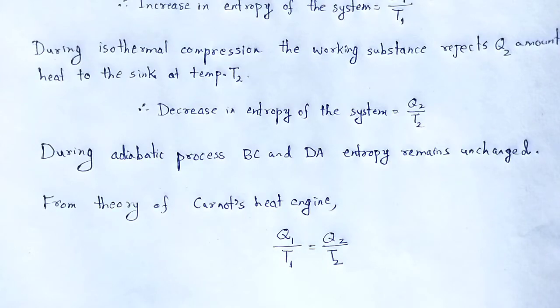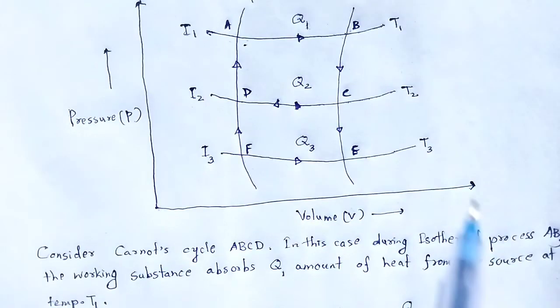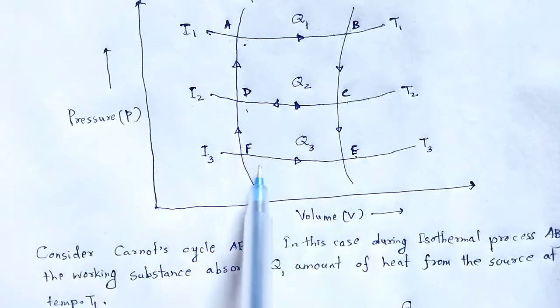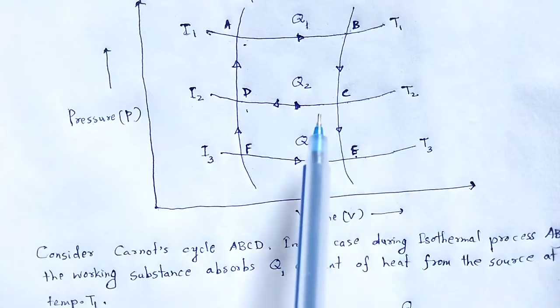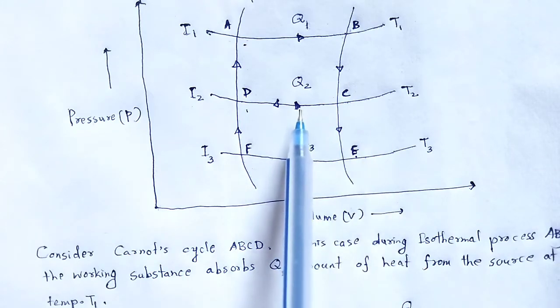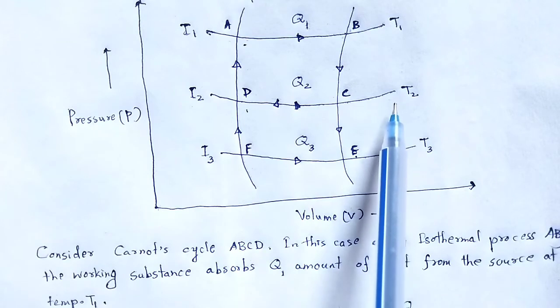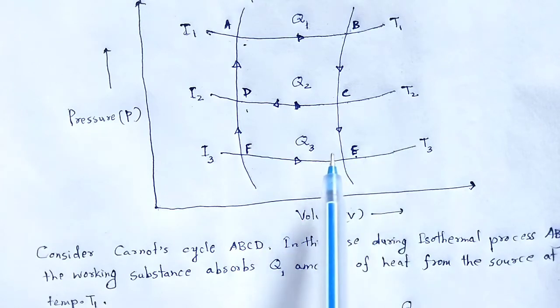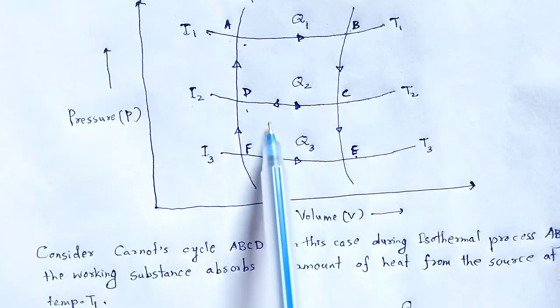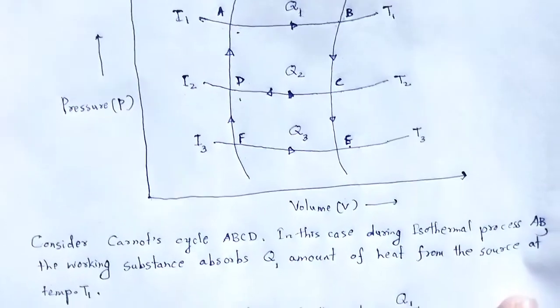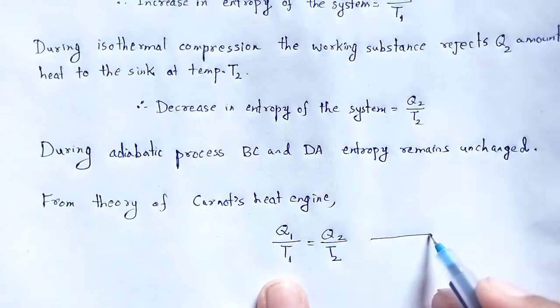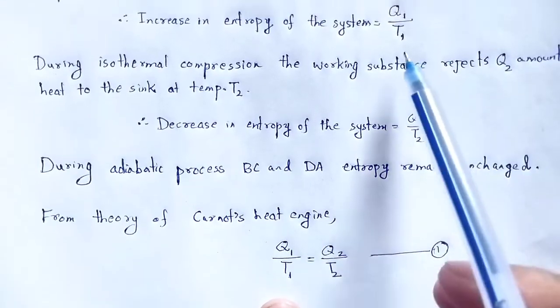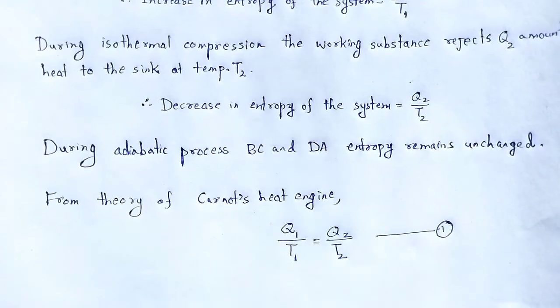Similarly, we take the DCEF Carnot cycle. Here heat Q2 is absorbed at temperature T2 and Q3 amount of heat is rejected at temperature T3 in the Carnot cycle DCEF. Let us call the previous relation equation number 1.